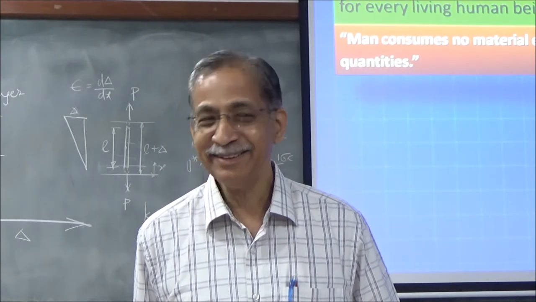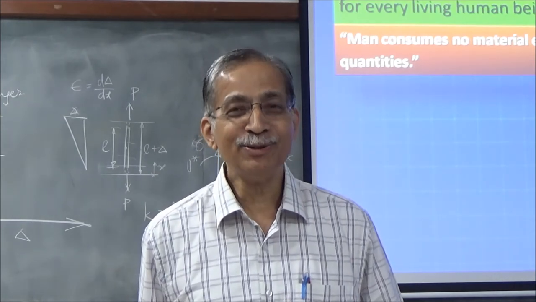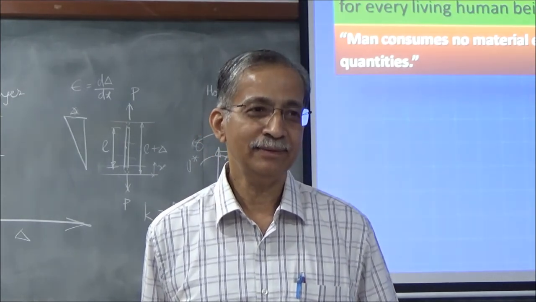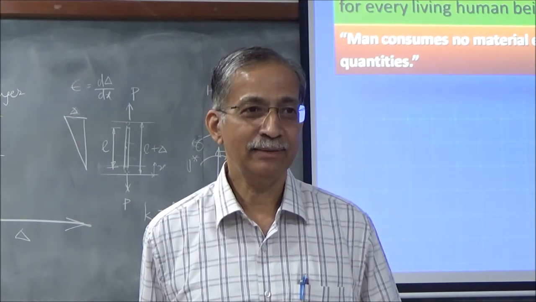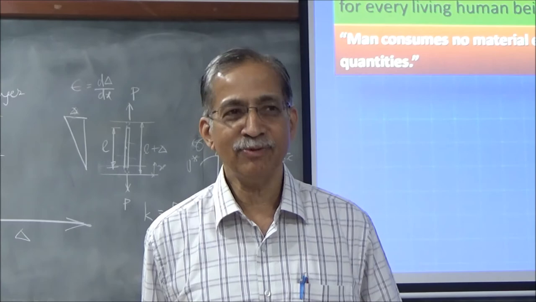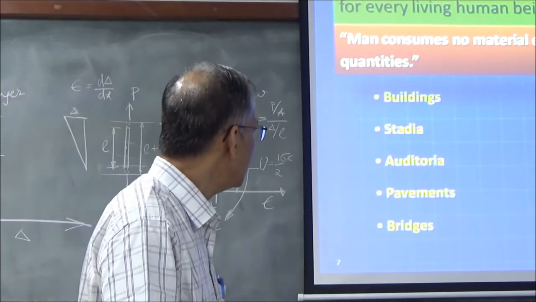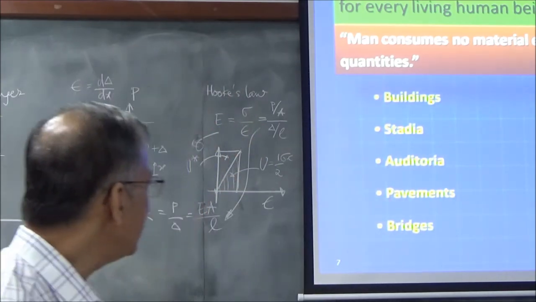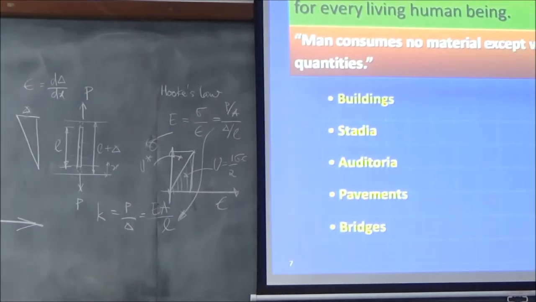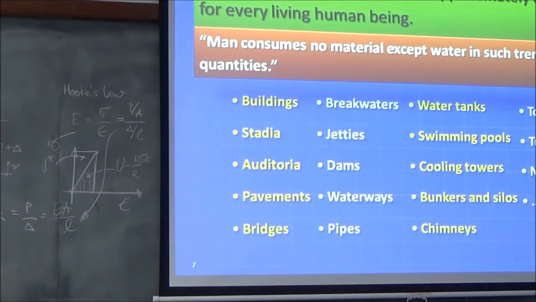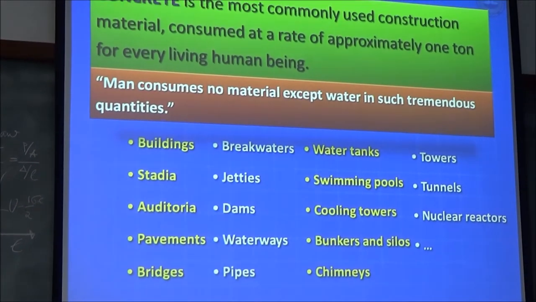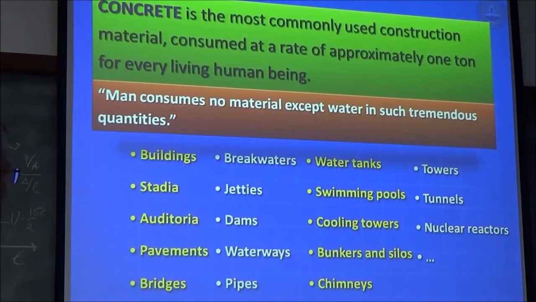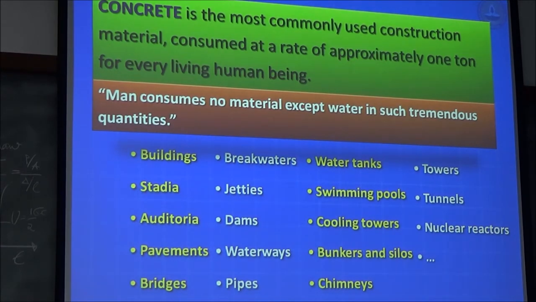Hydropower, you're saying. All power plants use massive amounts of concrete. So in short, everything is concrete, though we take it for granted. Buildings, stadia, auditoria, pavements, bridges, breakwaters, jetties, dams, waterways, pipes, water tanks, swimming pools, cooling towers, bunkers and silos, chimneys, towers, tunnels, nuclear reactors, etc., etc.